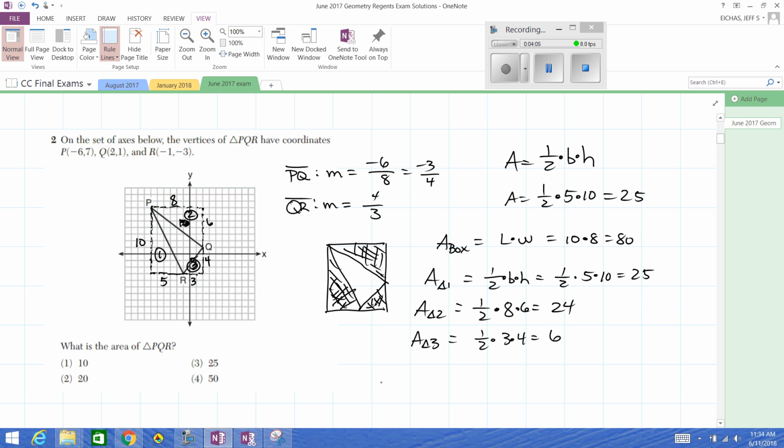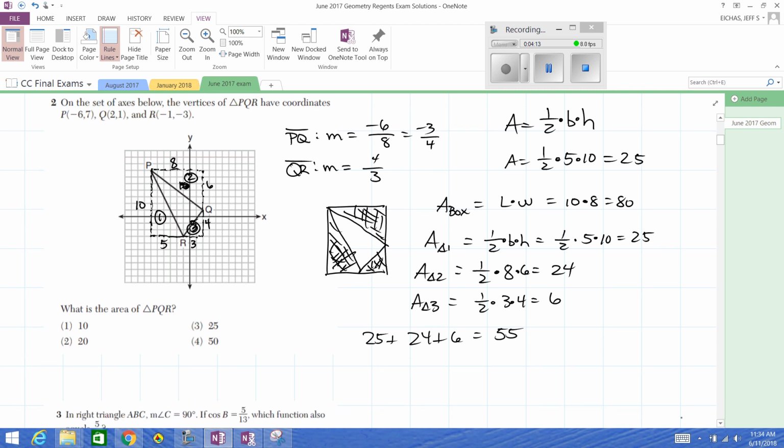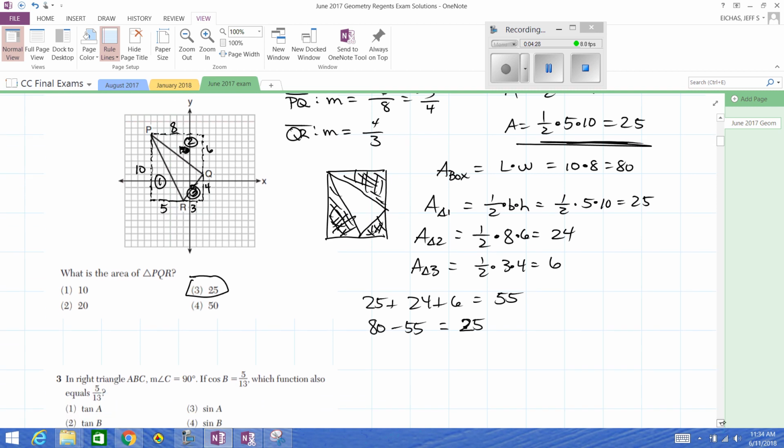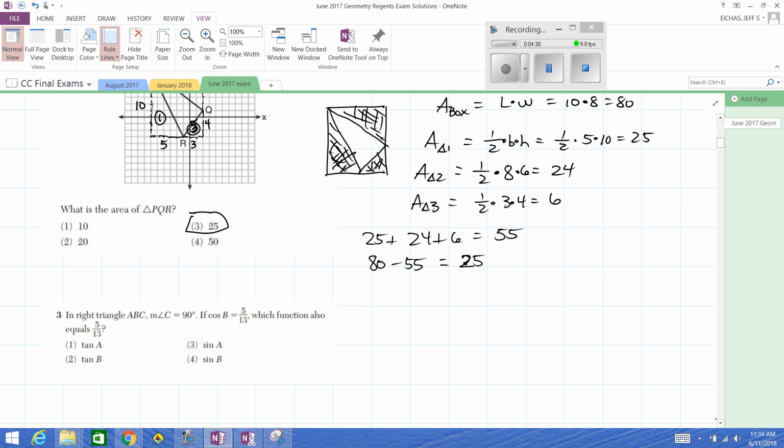Now I'll add up these triangles, and that's 55. So that's the extra. 80 take away 55 is 25. So that was verified. It is 25. So a couple ways to do that problem, just in case we might need it.